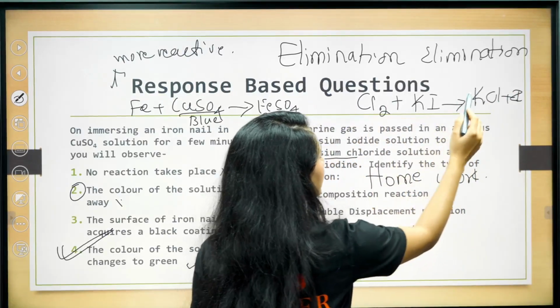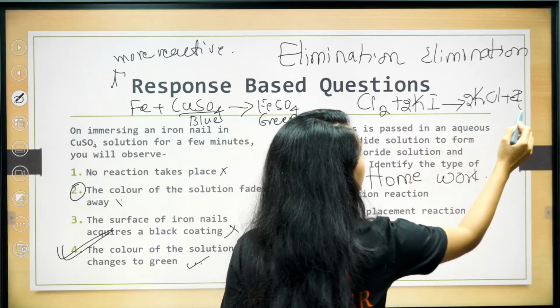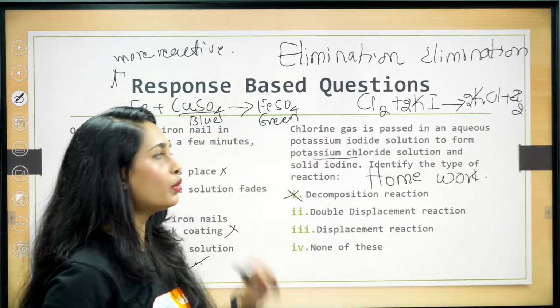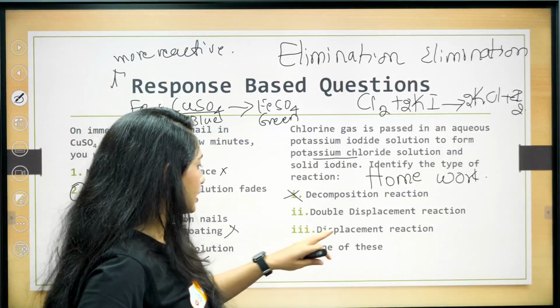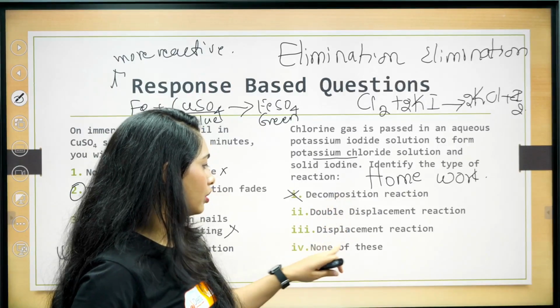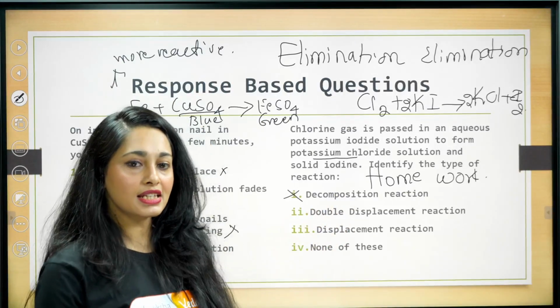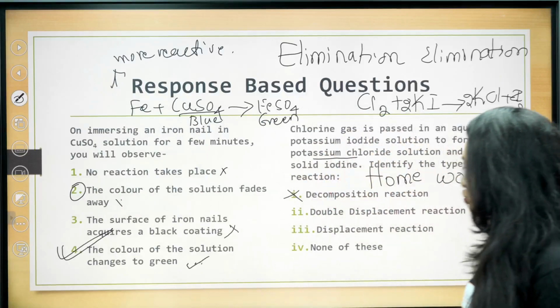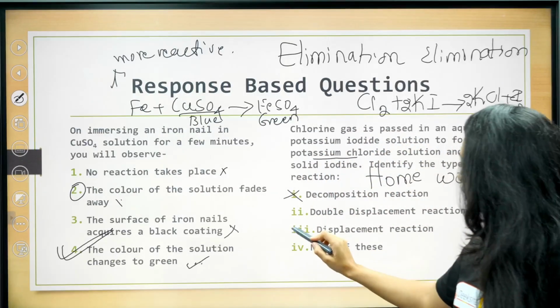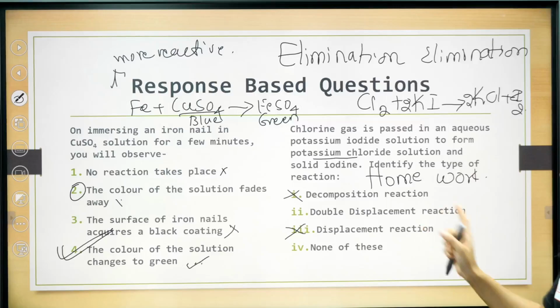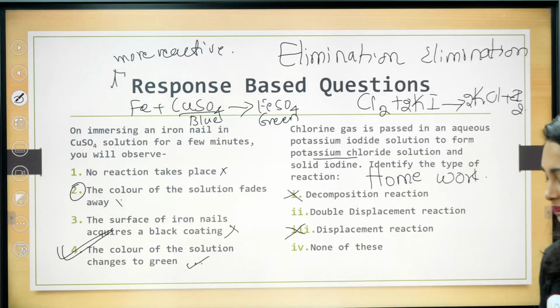Okay, so let me write the balanced equation here. I2 is going to be formed. So what kind of a reaction is this? Is this a displacement, double displacement reaction, or none of these? What is the answer? Let me know. Yes. So this is not a displacement reaction, definitely not. So is this double displacement or none of these?